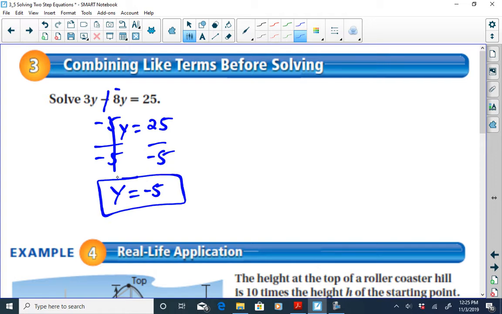Circle or box that answer. Right, I check it. 3 times negative 5 is negative 15. 8 times negative 5 is negative 40. Is negative 15 minus negative 40, which becomes negative 15 plus 40, right? And that's going to be equal to 25.